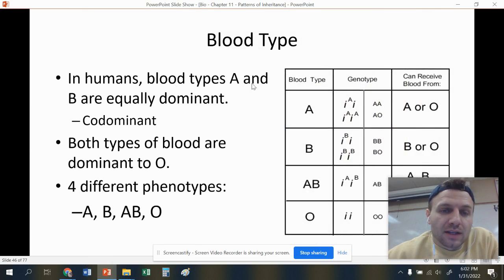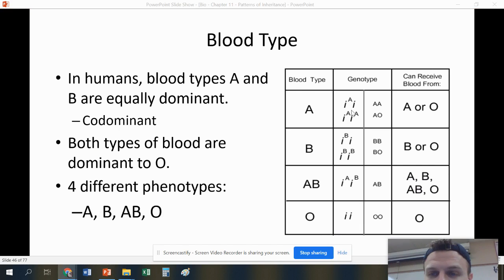In humans, blood types A and B are equally dominant to each other. That means if you get it, you're going to have it no matter what. Both types of blood, though, are dominant to O blood. So you can see here we have both types being dominant to O. That gives us four different phenotypes. So we have A, we have B, we have AB, and we have O. And you can see here the different genotypes.